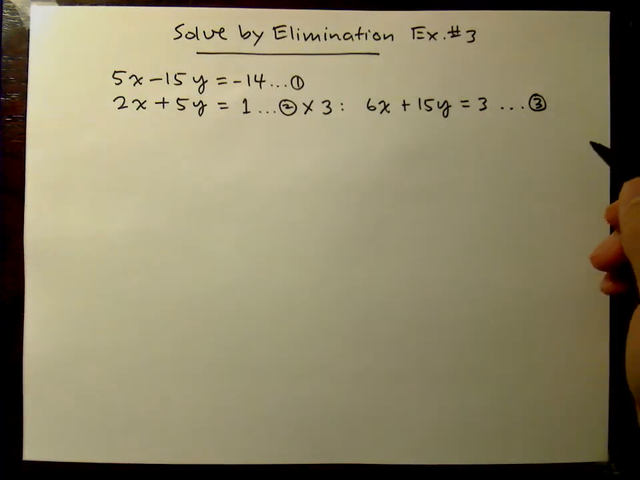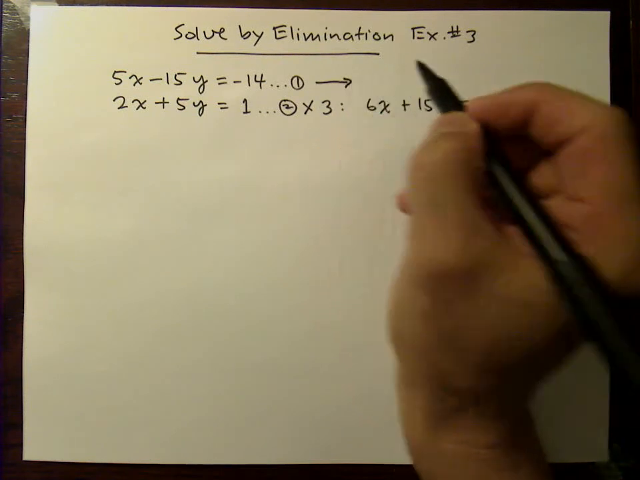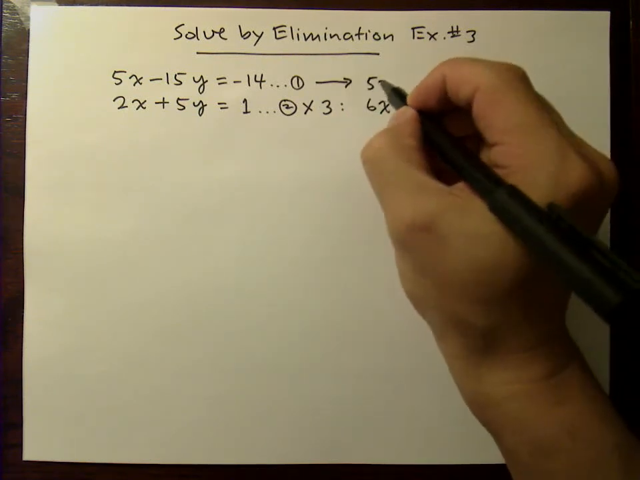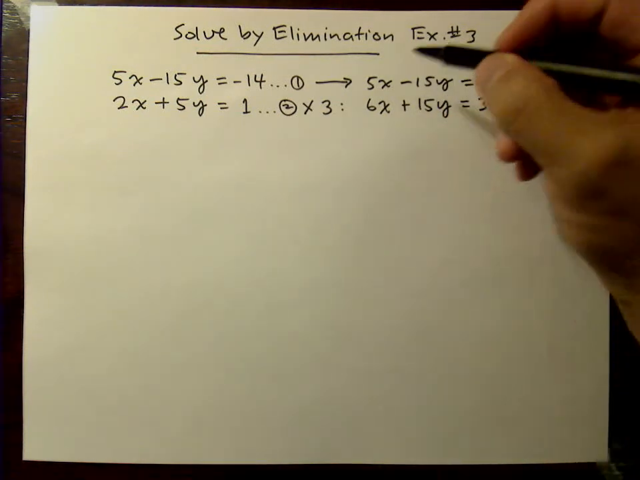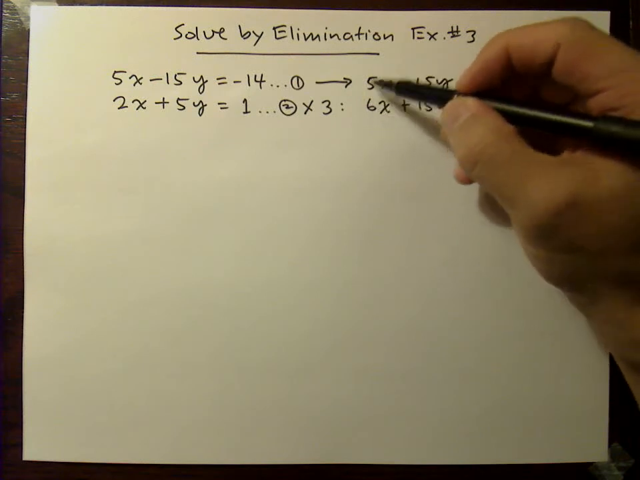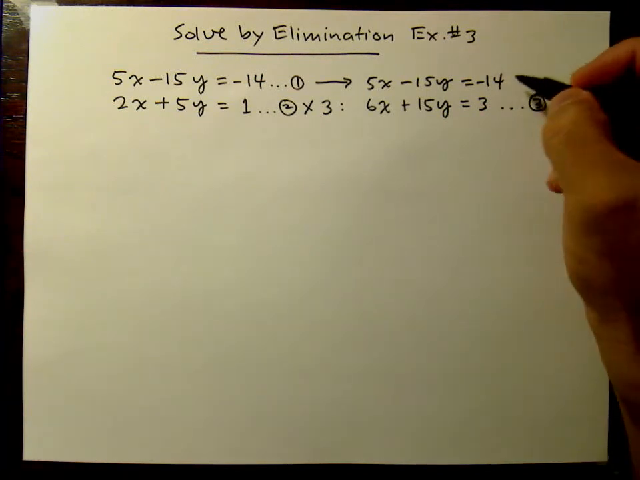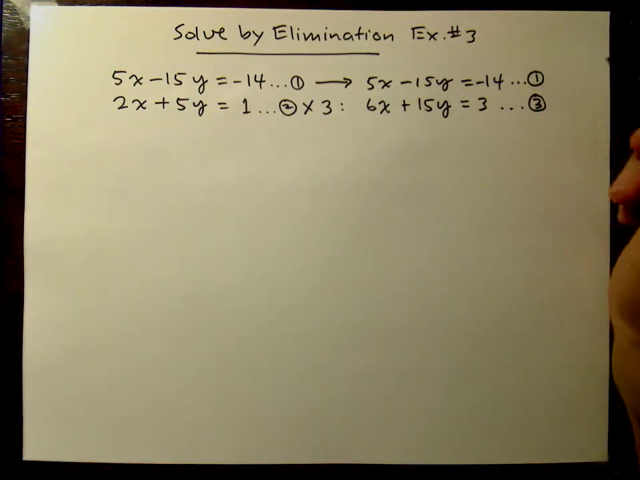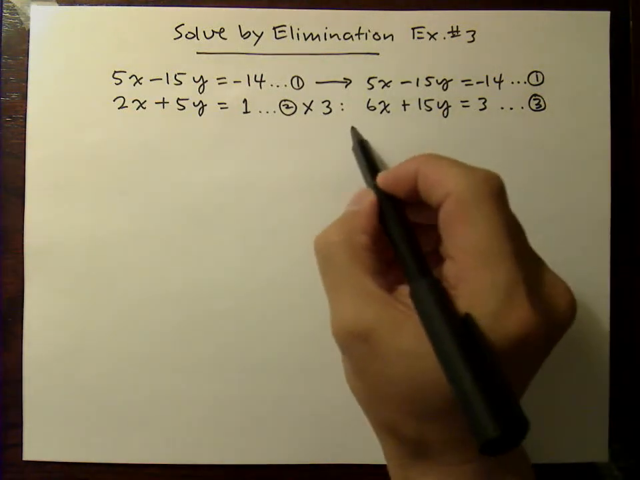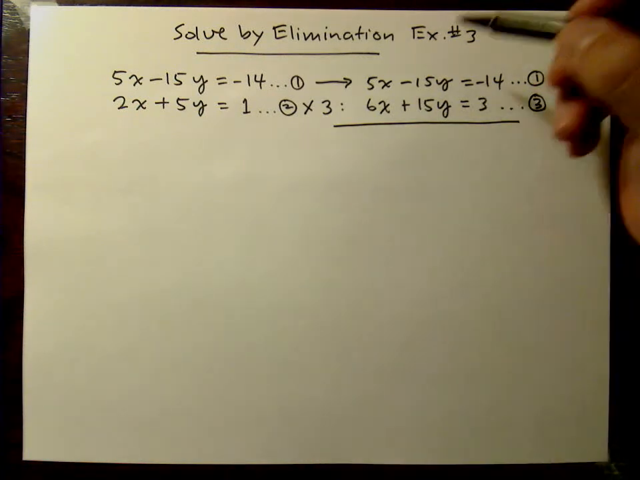Now, in order to help us visually eliminate the terms, let's slide the first equation over: 5x minus 15y equals negative 14, so that the x terms are aligned as well as the y terms and the constants on the other side. Now, this is not a new equation. It's actually just equation number 1 copied over here. So let's just label it 1 once again. Now we're going to draw a line underneath these two equations and take a look.